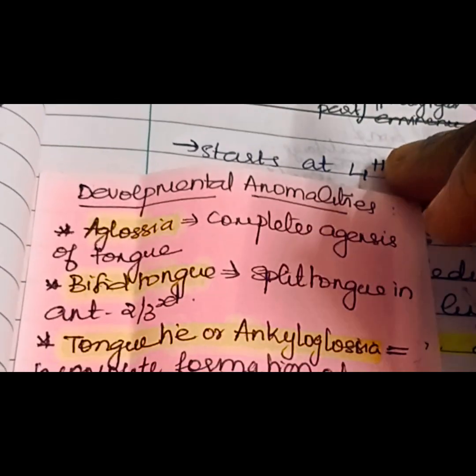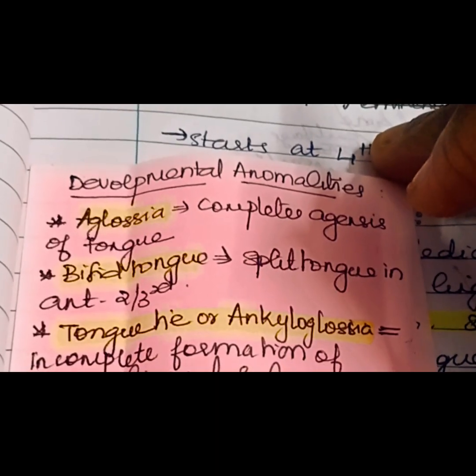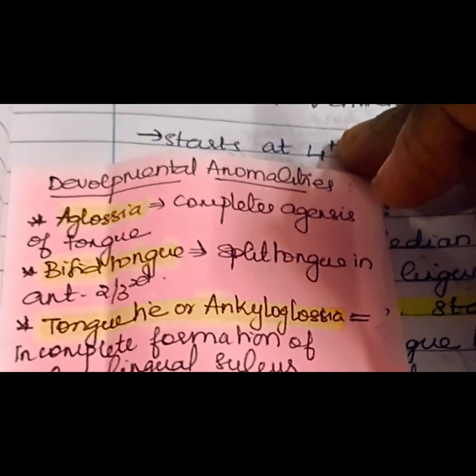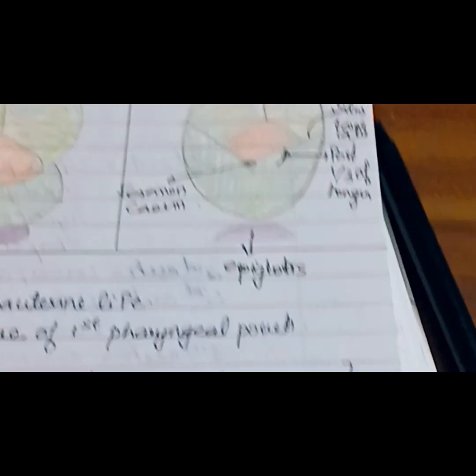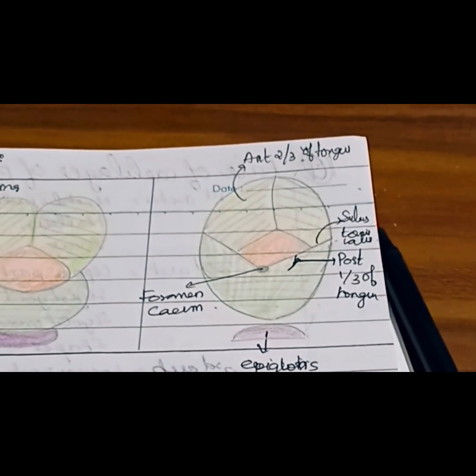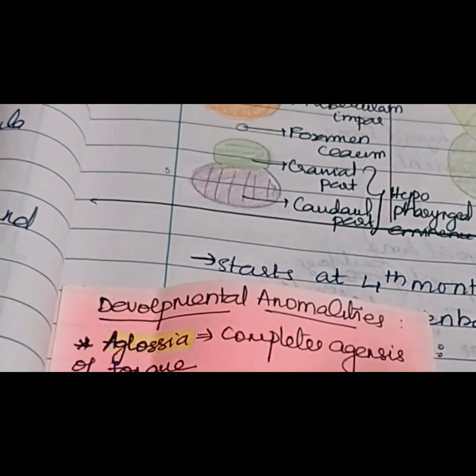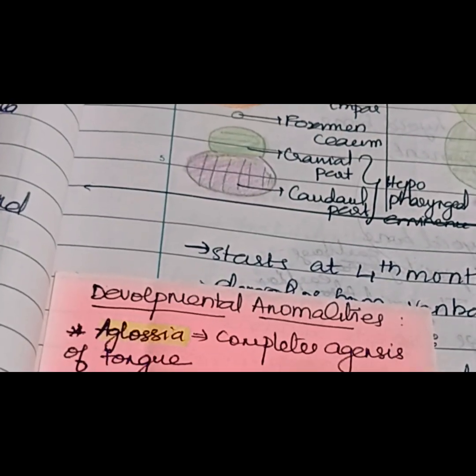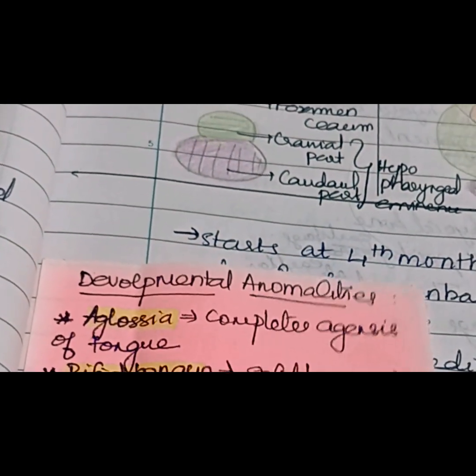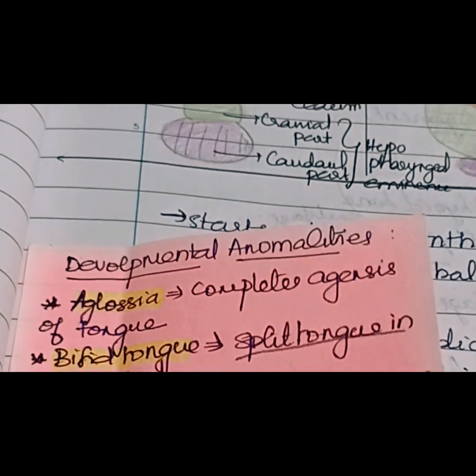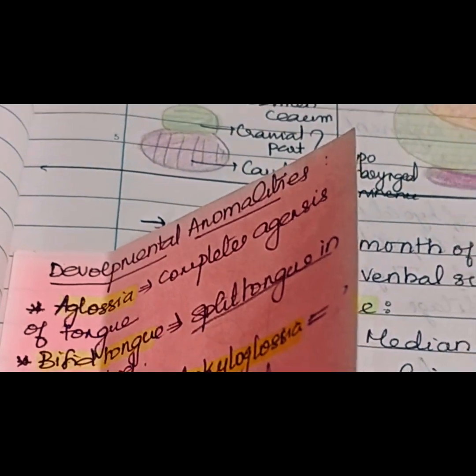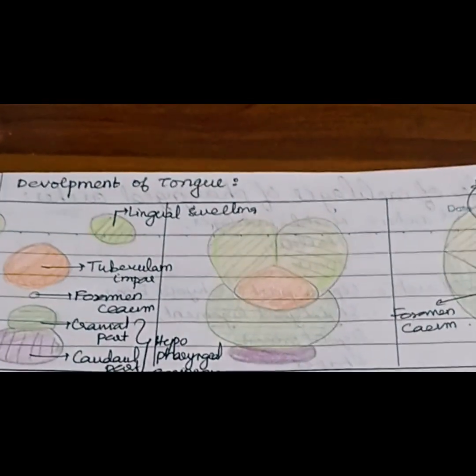When you come to the developmental anomalies, aglossia is complete agenesis, that is no formation of tongue. Bifid tongue is a split tongue in the anterior 2/3. What forms the anterior 2/3? We already discussed, it is formed by the lingual swellings. When these lingual swellings don't fuse together, they form the split tongue. Tongue tie or ankyloglossia is incomplete formation of the alveolingual sulcus. Microglossia is a small tongue, macroglossia is a large tongue. So this covers the development of tongue.